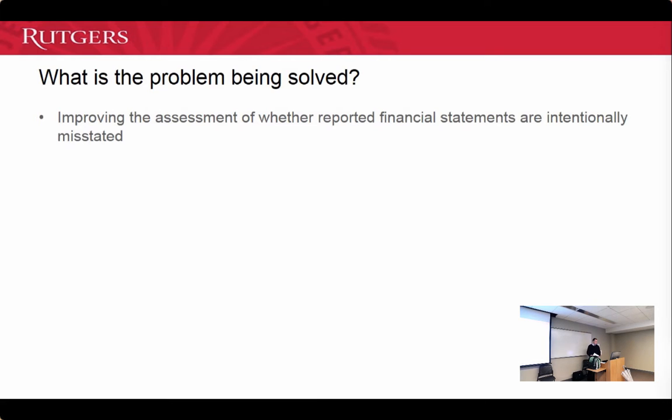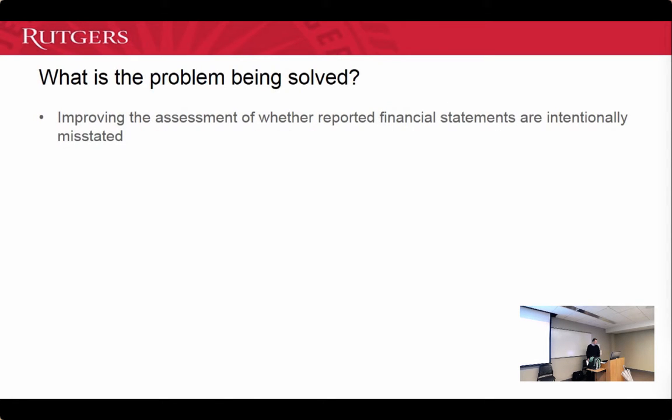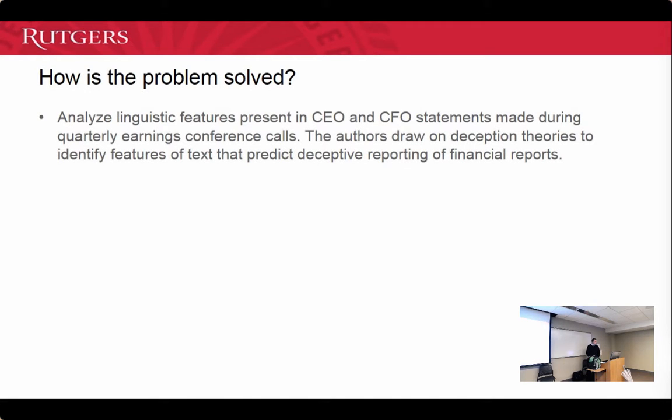So according to them, what is the problem being solved? Improving the assessment of whether reported financial statements are intentionally misstated. How is the problem solved? Analyze linguistic features present in CEO and CFO statements made during quarterly earnings conference calls. The authors draw on deception theories to identify features of text that predict deceptive reporting of financial reports.